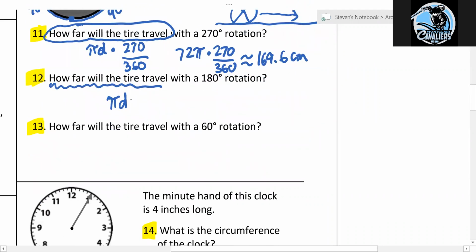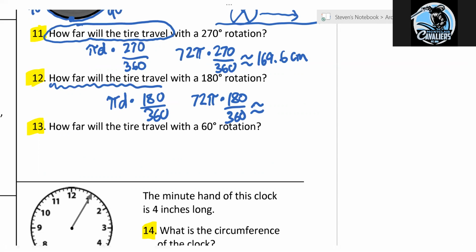So I'm going to multiply this by 180 over 360, which you'll notice is 1/2. You could just multiply by 1/2. It's the same exact thing. Grab your calculator, and we're plugging in 72 because it's the same exact tire. So it's 72 pi times 180 out of 360. That gives us the length the tire will travel if it went half of the tire length.